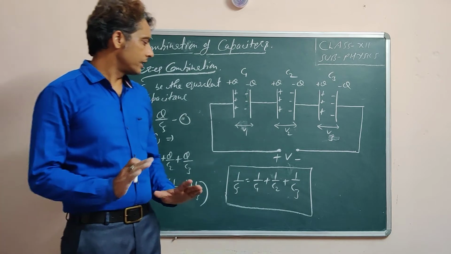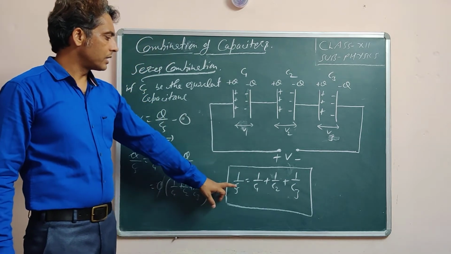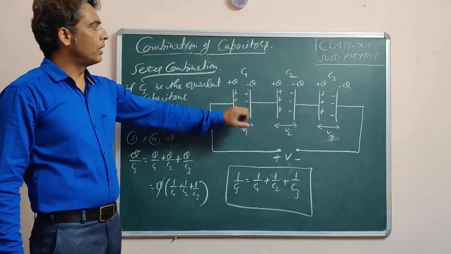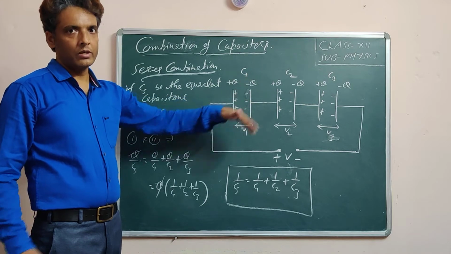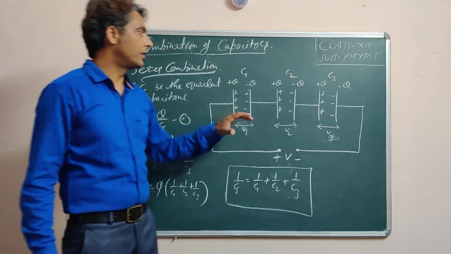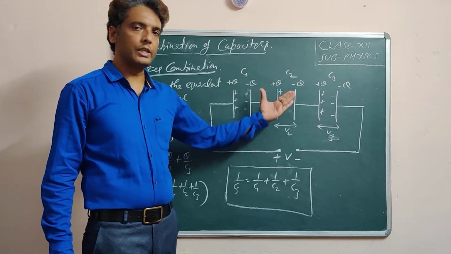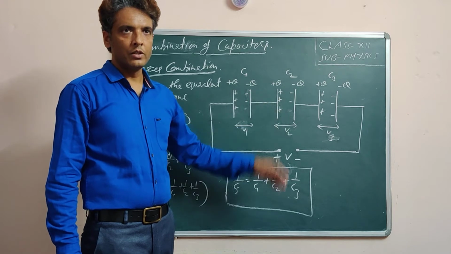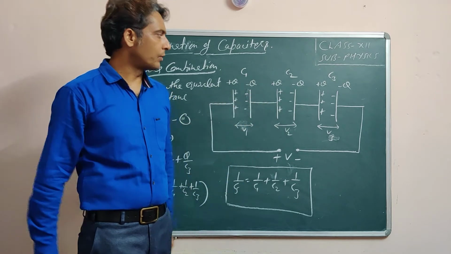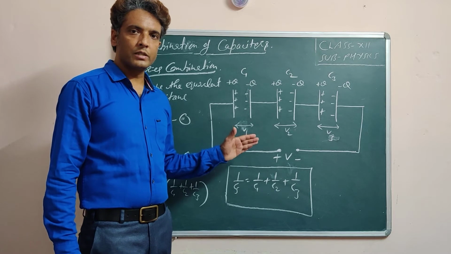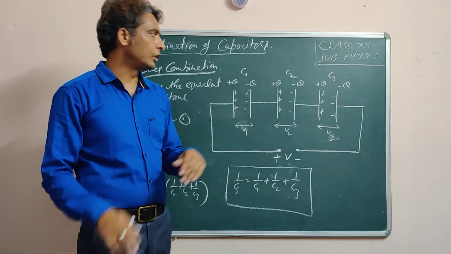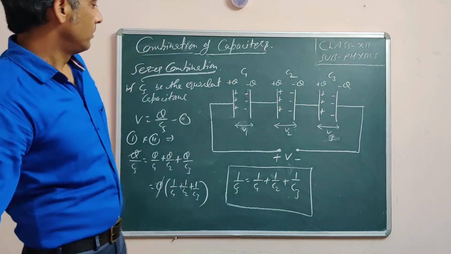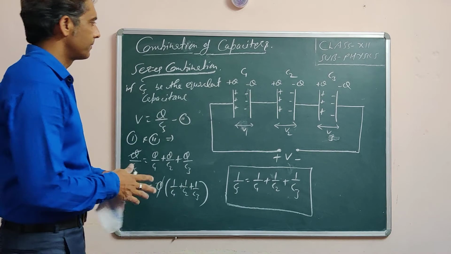Means in this case the equivalent capacitance will have value which is less than the least value of the capacitance of the combination. Means when we connect different capacitors in series, then the net capacitance decreases. So when we have to obtain less value of capacitance from different combination of capacitors, we use this series combination of the capacitors. Now the next one is parallel combination.